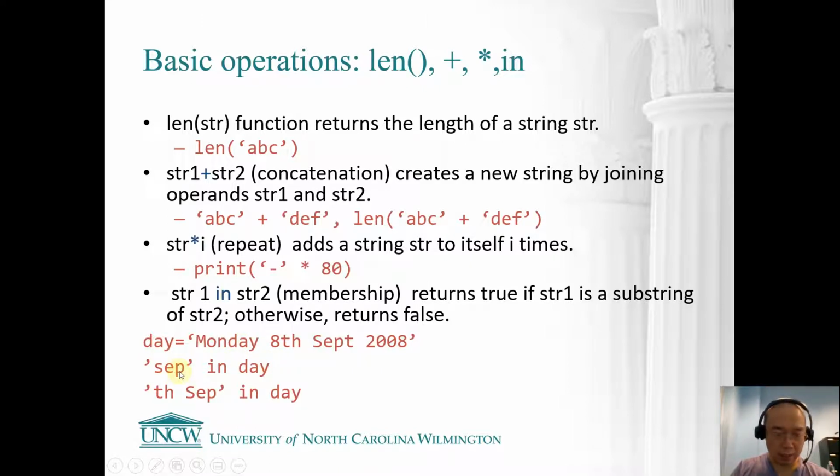And then Sep, we have Sep, but in this version we have the S capitalized, so Sep with the lower s will be false. And how about this one? This is th, space, Sep with the S capitalized. Do we have that? The answer is yes, because that's th, space, capital S, and Sep. Even though it's kind of weird because that's two pieces together with a space, this is indeed a substring of the day string, so that will be true.